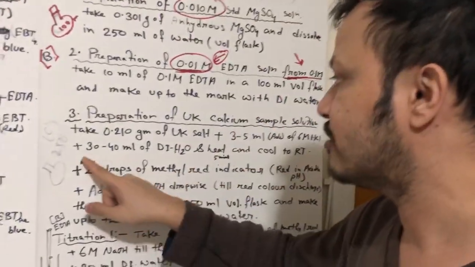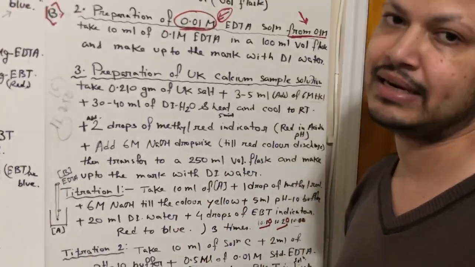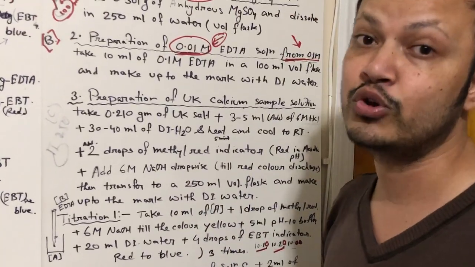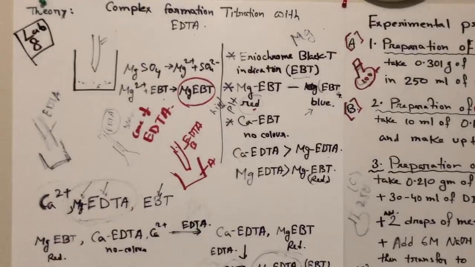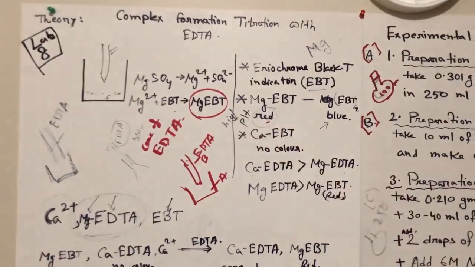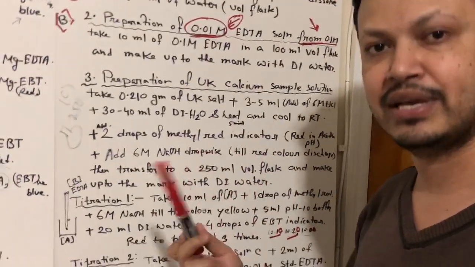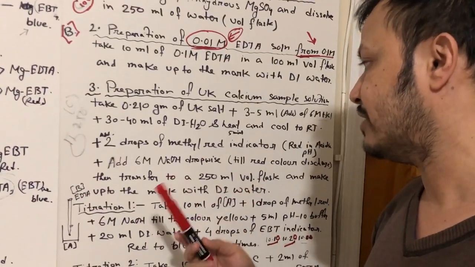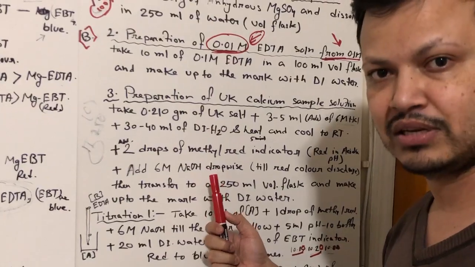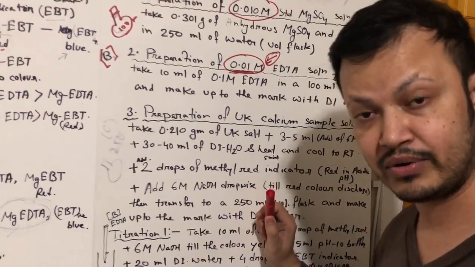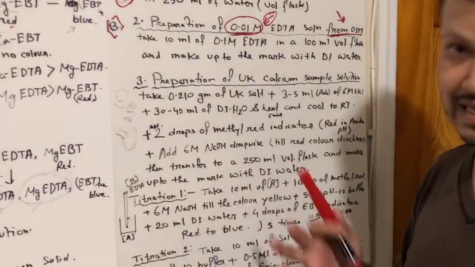After that we are going to add 2 drops of the methyl red indicator. Why are we adding 2 drops of methyl red indicator? As I said, we will run this reaction at high pH, because the color change is given by the magnesium at high pH, not at low pH. So we add the methyl red indicator to see that the pH is actually very high, as methyl red gives yellow color in the basic solution and red color in the acidic solution.